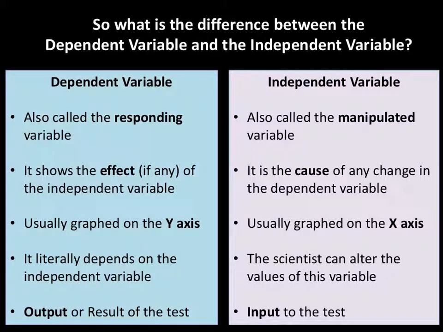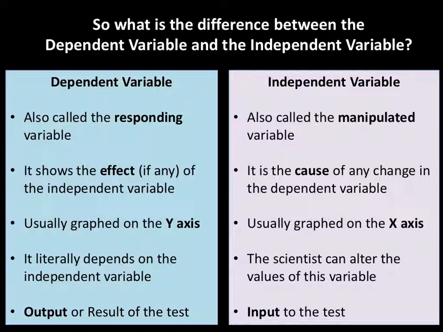So what's the difference between the dependent variable and the independent variable? The dependent variable is also called the responding variable. It shows the effect, if any, of the independent variable. It's usually graphed on the y-axis. It literally depends on the independent variable. Think of it as the output of the results of the test.